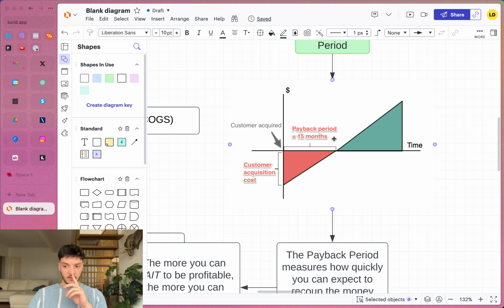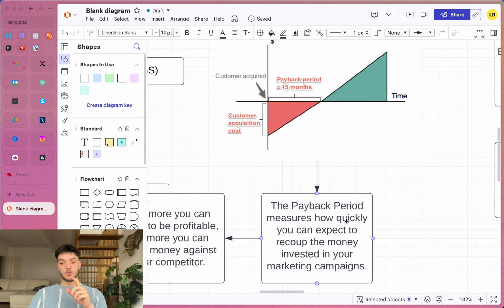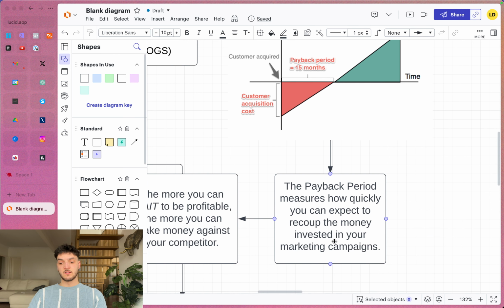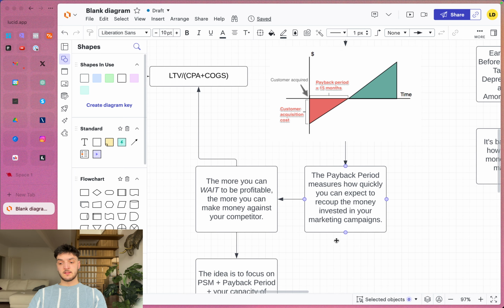And this is the most important thing after the PSM, because it's basically measuring how quickly you can expect to recoup the money invested in your marketing campaign. And that's when it comes to understanding the treasury of your business. That's how you scale a business, and that's how you manage a business, because you have to look at the right data, right?